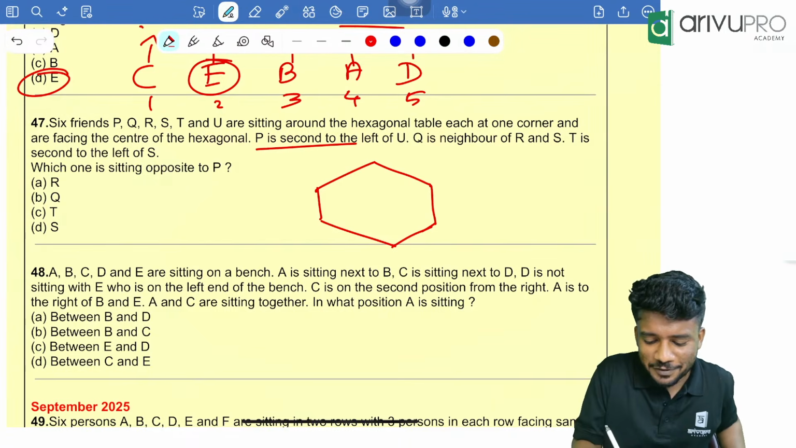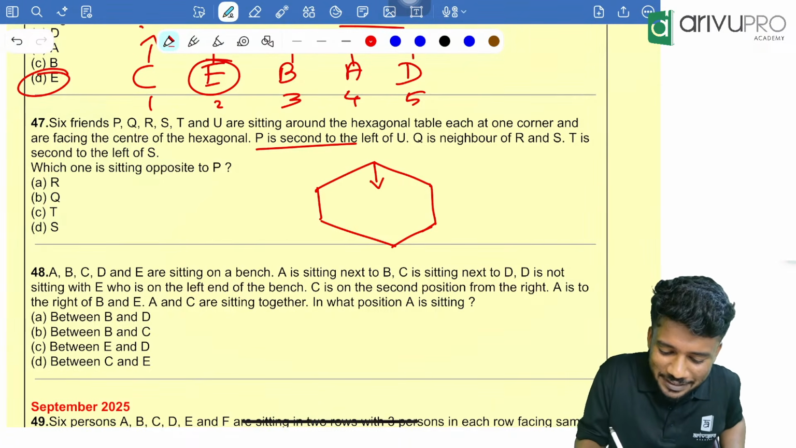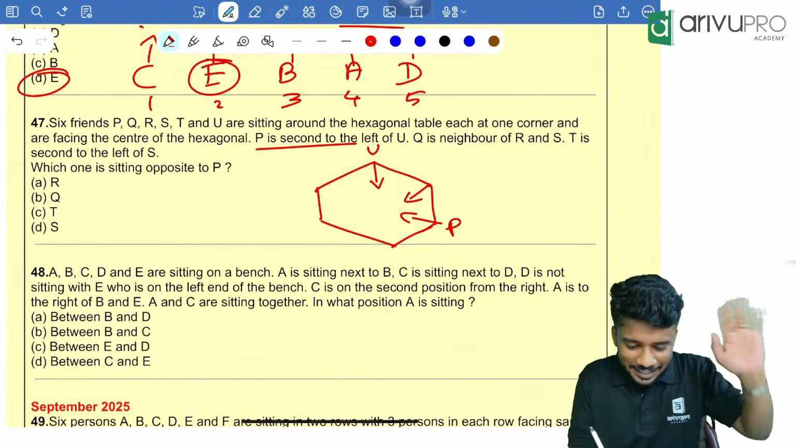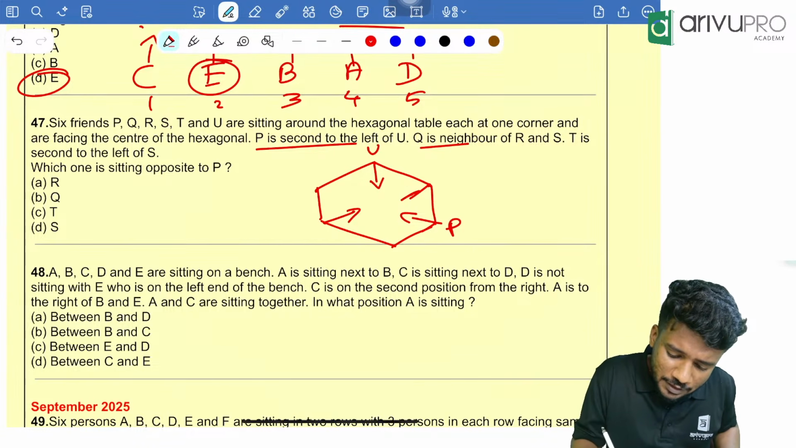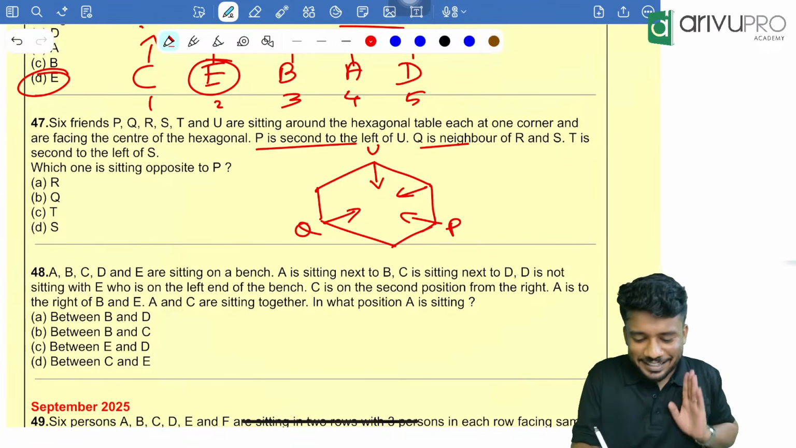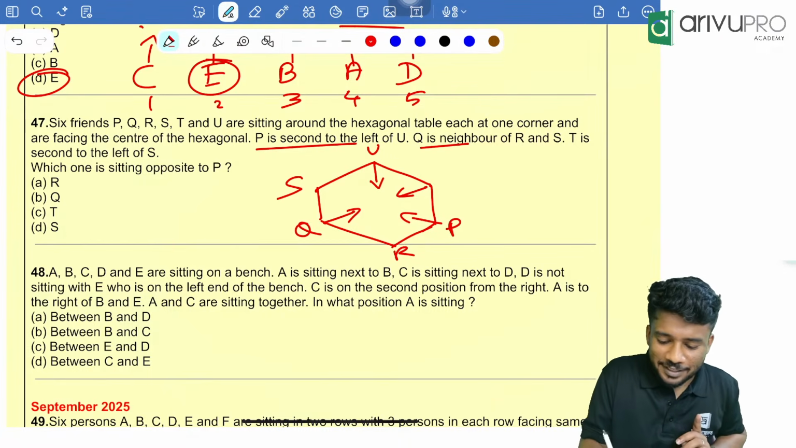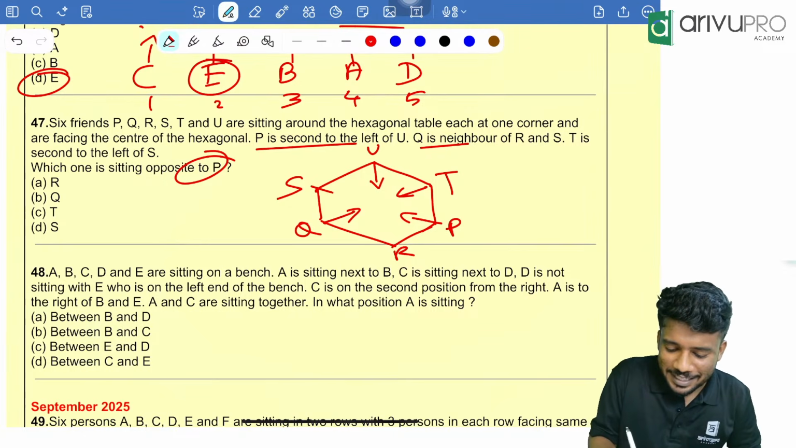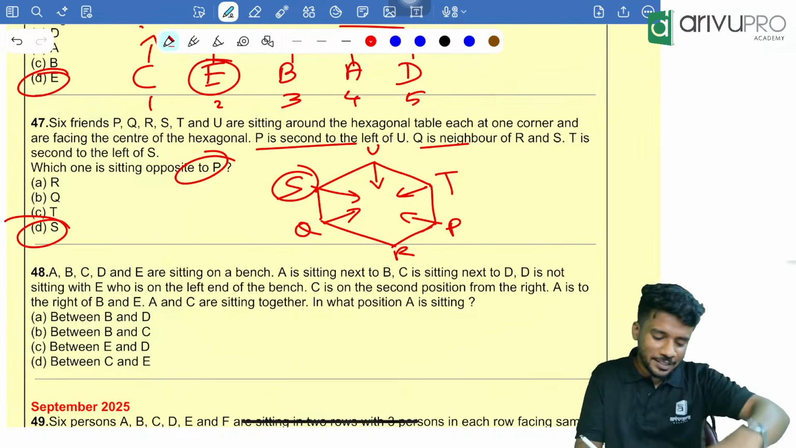P is second to the left of U. Again a repeat question. P is second to the left of U means if U is there, P is over here. Same question got repeated again. Q is neighbor of R and S. If S is here, R is there, then T is second to the left of S. Now the question is: who is sitting opposite to P? Same question got repeated. The answer is option D.